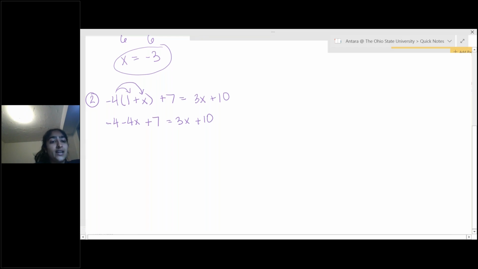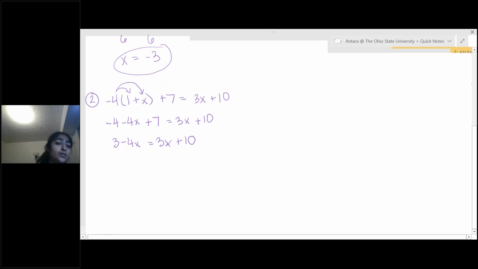It's only the left side where we have negative 4 and 7 that can be combined. So negative 4 plus 7 is 3, and we have 3 minus 4x equals 3x plus 10. Our next step is to get one variable term. So we need to either bring the 3x to the left side or the negative 4x to the other side. Let's go ahead and move the negative 4x to the other side.